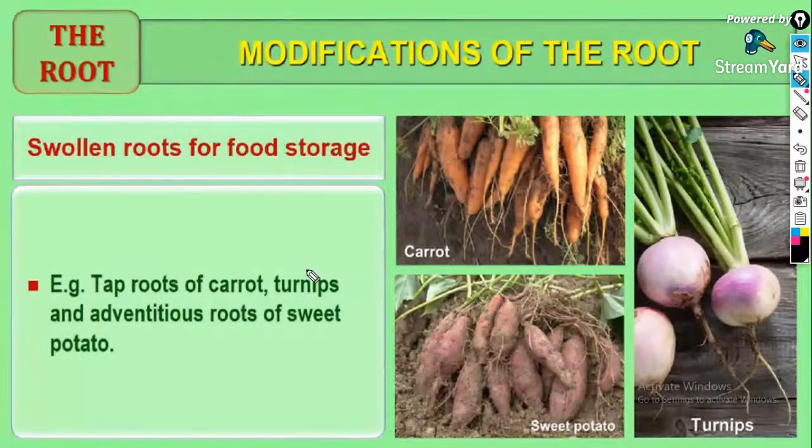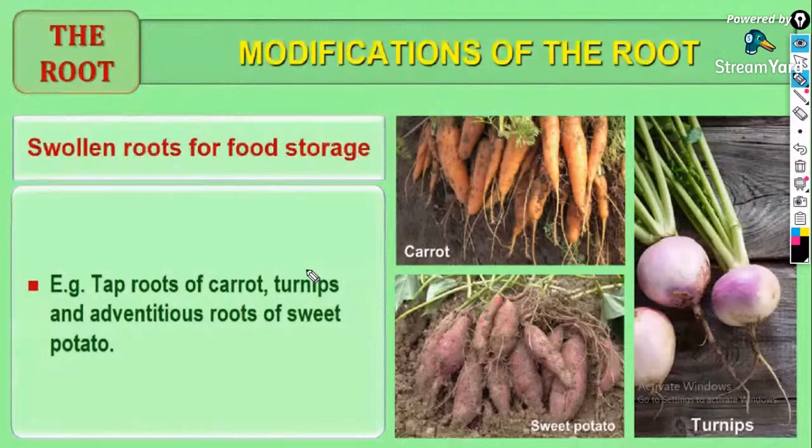Carrot, turnip, sweet potato. Whenever a question comes like this, you have to remember these diagrams. They will be asking you whether sweet potato is a stem or a root. Otherwise, the question will be which of the following is a modification of root. One of the options will be sweet potato, then potato, like that. So the answer will be sweet potato. You have to understand this.